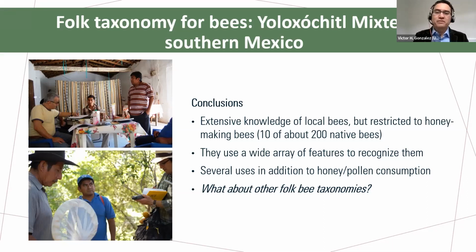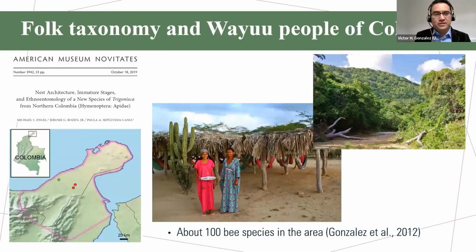But I was wondering, what about other folk bee taxonomies? What other groups in other regions? So in 2019, right before the pandemic, I had the opportunity to join an expedition to the northern part of Colombia, closer to the tropics. And this is in the peninsula of La Guajira, which is close to Venezuela. This is mostly dry forest, and it is inhabited by a group of people named the Wayuu people. And in this area, we know that there are about 100 species of native bees, including the honeybees.